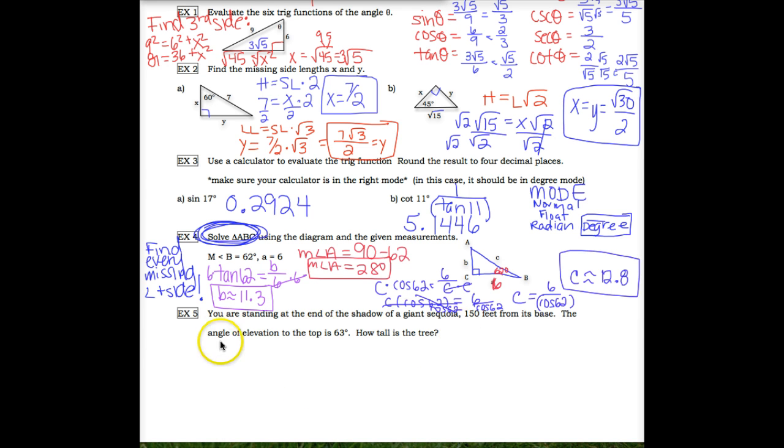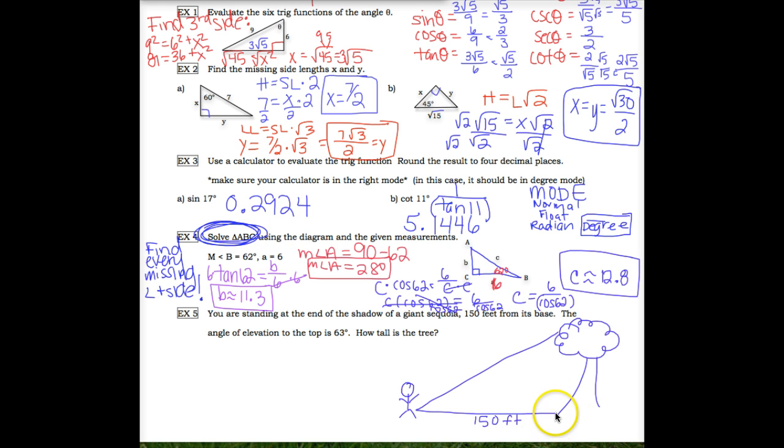So last example, you're standing at the end of the shadow of a giant sequoia 150 feet from its base. If you didn't know, a sequoia is a very large tree, and it doesn't look like this, but I'm not a good artist, so we're just going to draw a tree like this. So here's the tree, here's the shadow it's casting. You are standing at the edge of it, and it says you're 150 feet from its base. So there, you're 150 feet from the base of the tree.